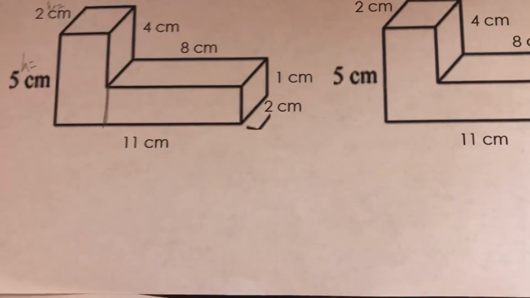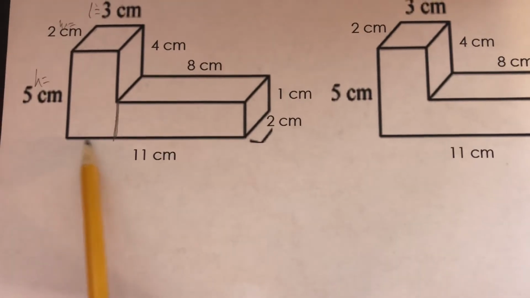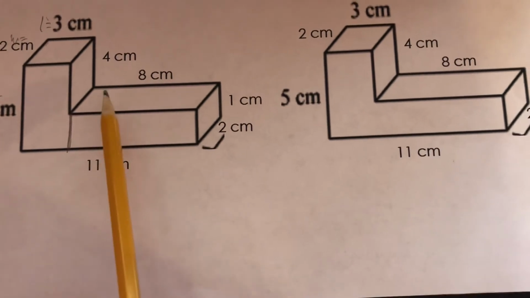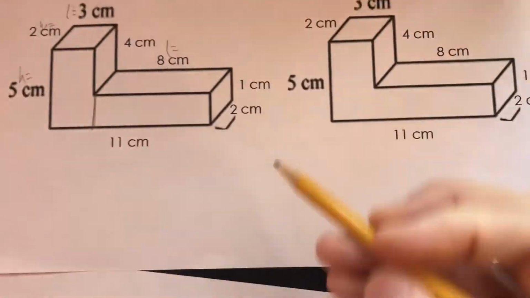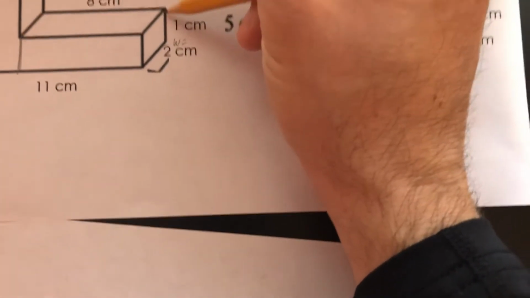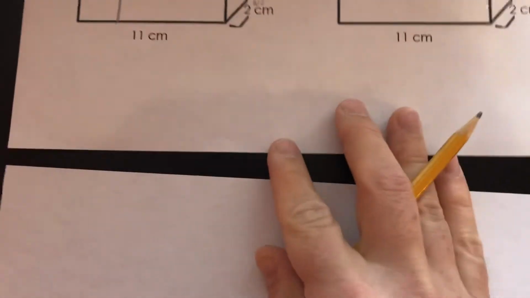All right, so let's look at the one on the right here. Now be careful, that 11 centimeters was the whole length, okay, but we decomposed it here. So actually this edge right here, the 8 centimeters, is our length. Now we do see the width, here's 2 centimeters. And then our height is just from here to here, which is 1 centimeter. Okay, so we've got all our dimensions.